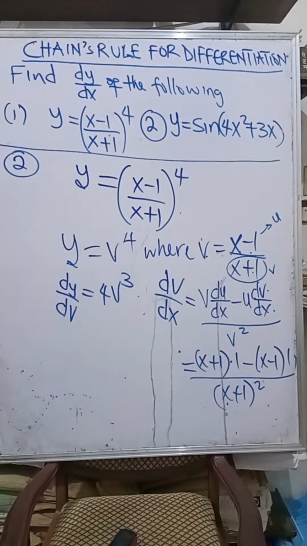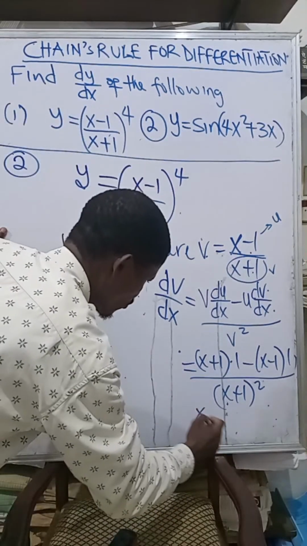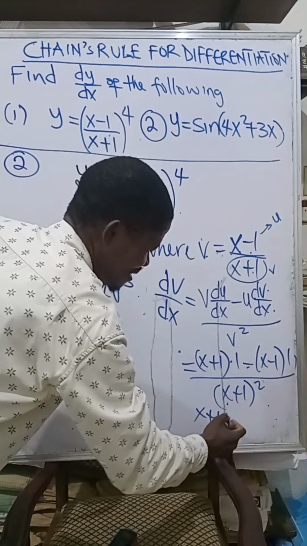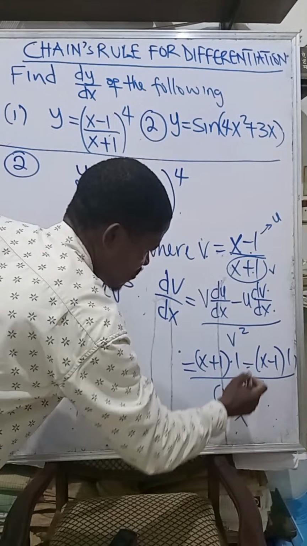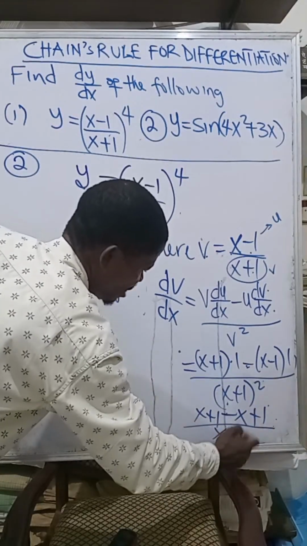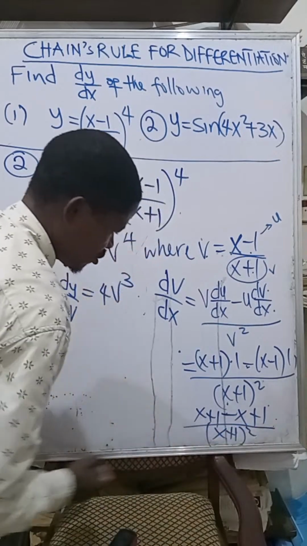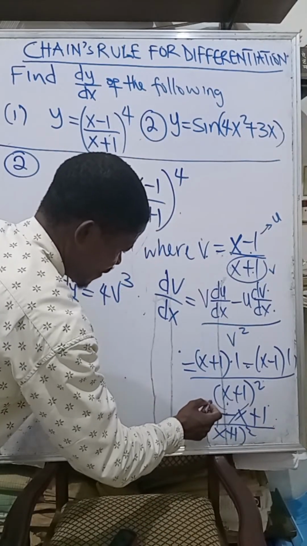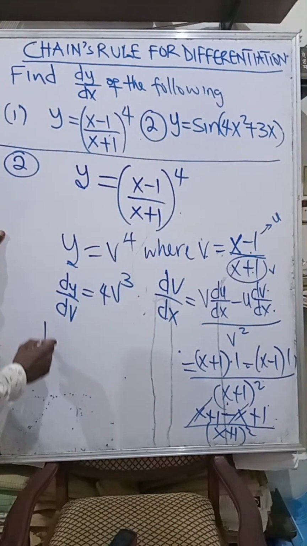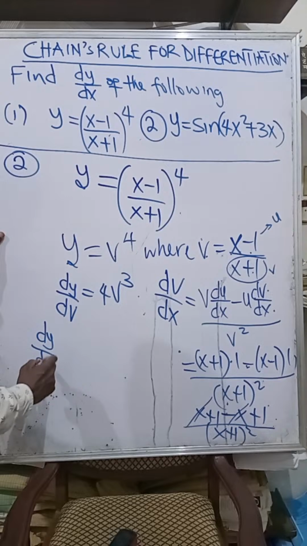Can we do the expansion for this? So this will be x plus 1. Allow this minus to enter these brackets. That will be minus x. Minus times minus, that's a plus. Over (x plus 1) squared. So minus x, this one and this one cancel. So we have 2 there. So our dy/dx is equal to dy/dv times dv/dx.